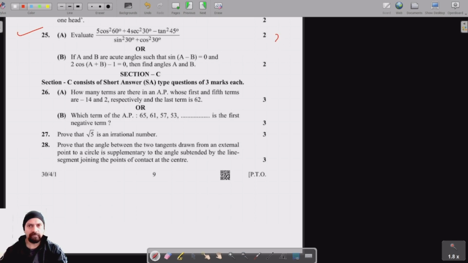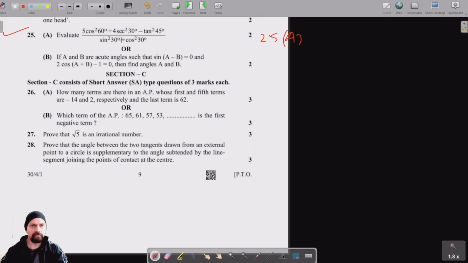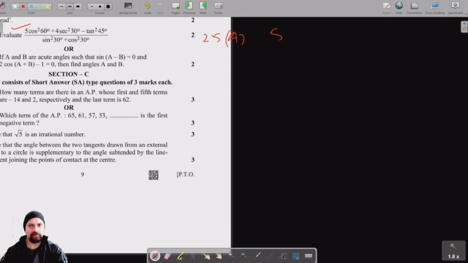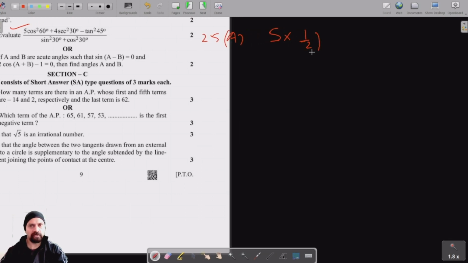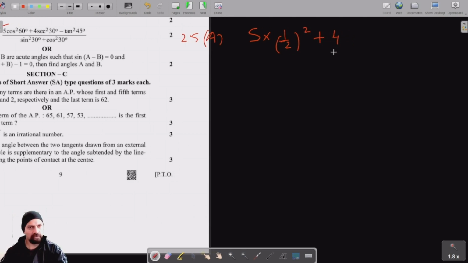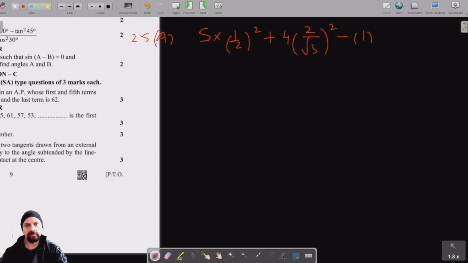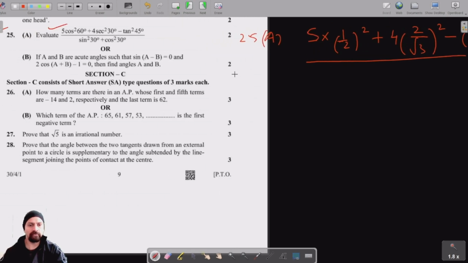For question number 25, part A, we have to evaluate this for these angles, and it's given that 5 cos square 60. So cos 60 is half. So that is half square plus 4 secant square 30, where secant is the reciprocal of cos 30. So this is 2 by root 3, the whole square. And tan 45 is 1, so tan square 45 is 1 square. Now sine 30 is 1 by 2. So this is 1 by 2 the whole square plus cos 30. And we know that cos 30 is root 3 by 2.